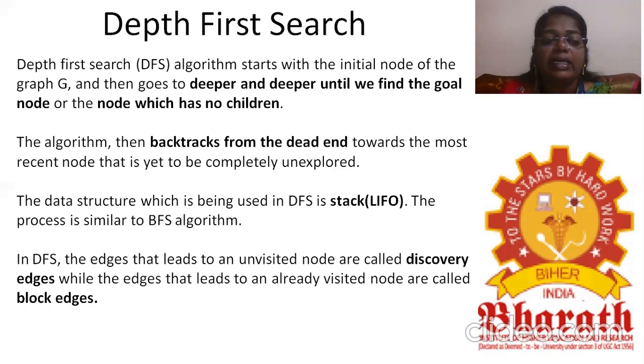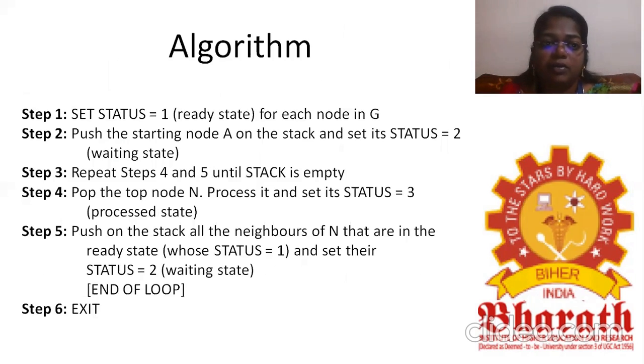Here, the edges that lead to an unvisited node are called discovery edges, while the edges that lead to an already visited node are called block edges. So yet to visit are called discovery edges, already visited nodes are called blocked edges. This only we have to remember when studying depth first search.